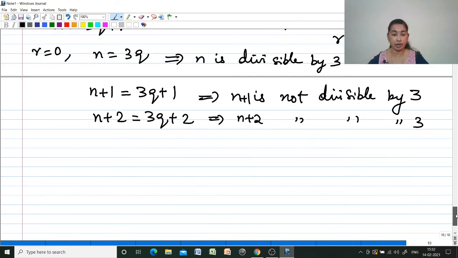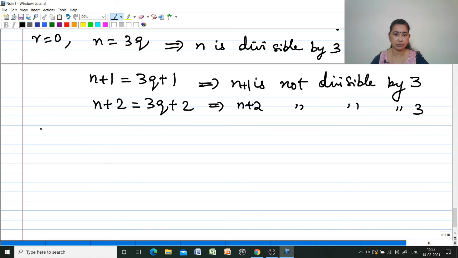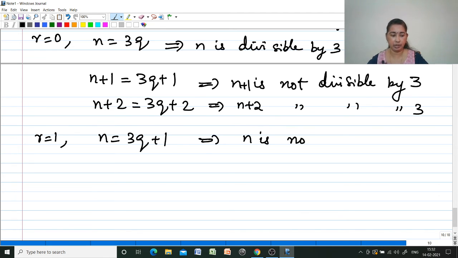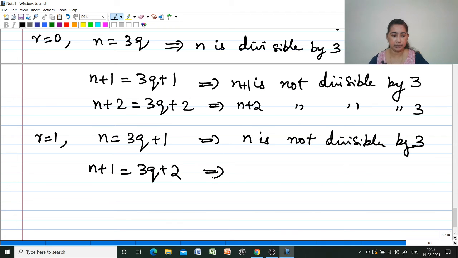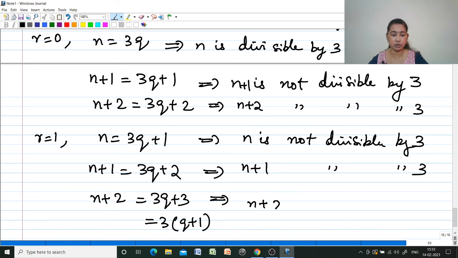Now we put r is equal to 1. If r is equal to 1, we are getting n is equal to 3q plus 1. That means n is not divisible by 3. Then n plus 1 is equal to 3q plus 2, and that means n plus 1 is not divisible by 3. Then again n plus 2, we are getting 3q plus 3, that means this is 3 into q plus 1. So n plus 2 is a multiple, so n plus 2 is divisible by 3.